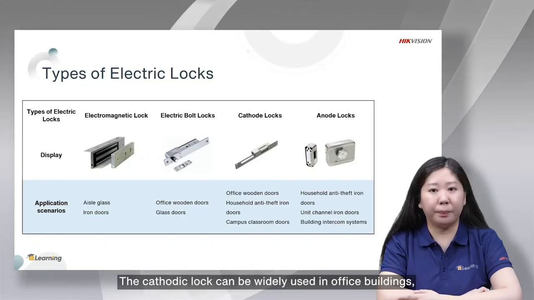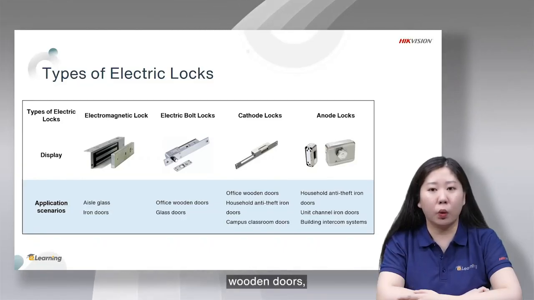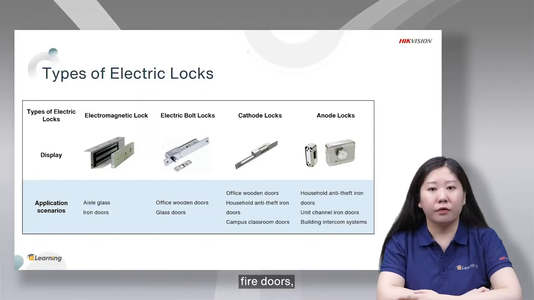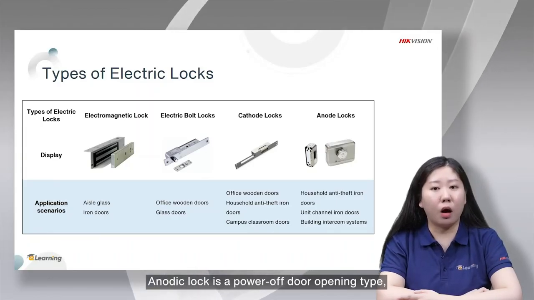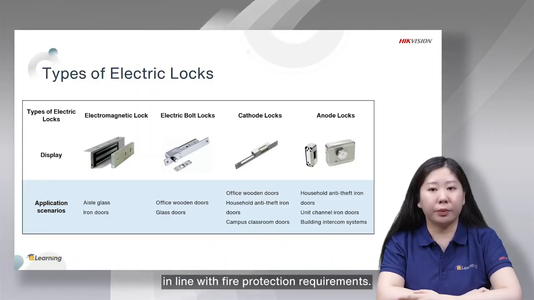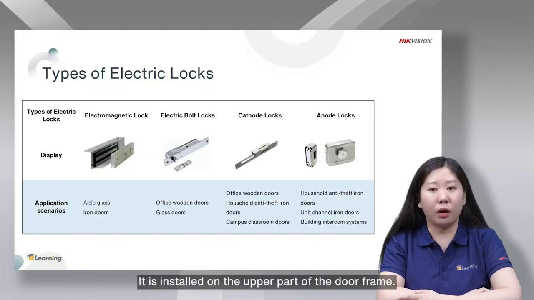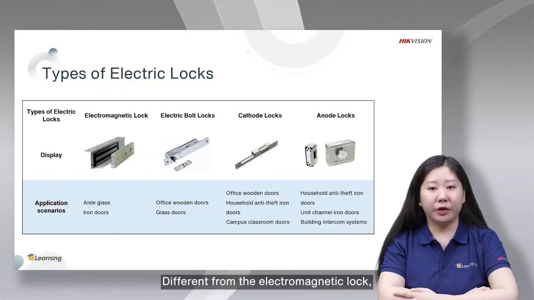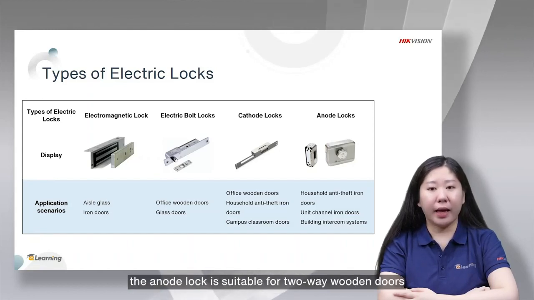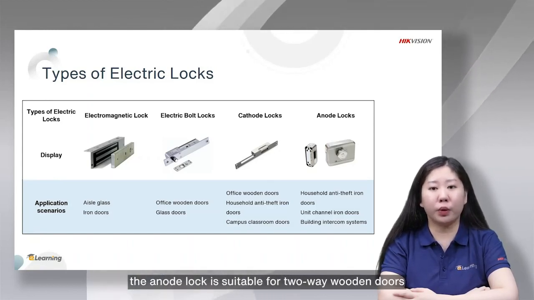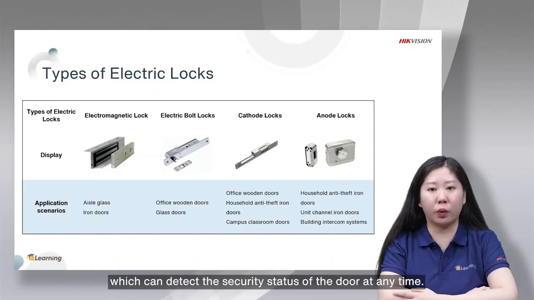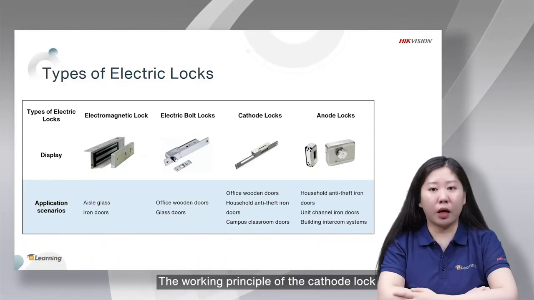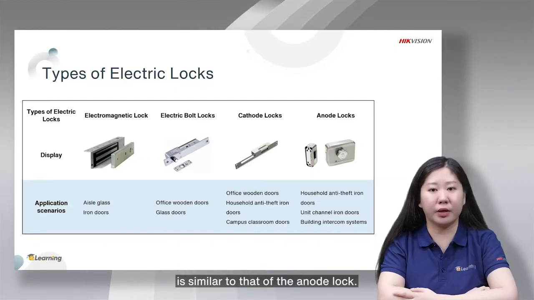The cassette lock can be widely used in office buildings, wooden doors, stainless steel doors, fire doors, and community entrance and exit gates. Another lock is a power-off door opening type. In line with fire protection requirements, it is installed on the upper part of the door frame. Different from the electromagnetic lock, the anode lock is suitable for two-way wooden doors, glass doors, and fire doors. It has a door magnetic detector itself, which can detect the security status of the door at any time. The working principle of the cassette lock is similar to that of the anode lock.